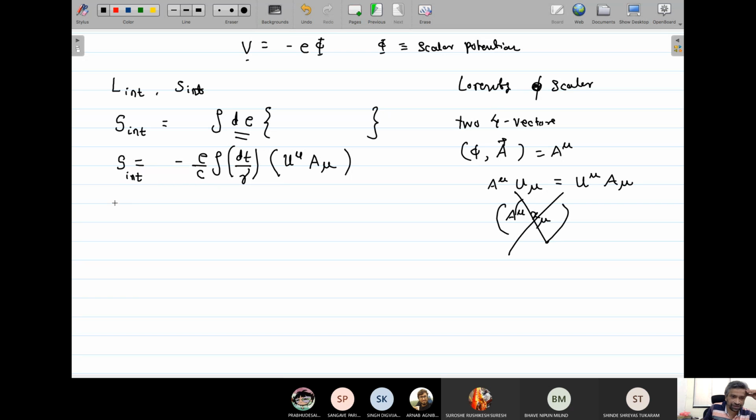So my Lagrangian L interaction will be, let me write L interaction in the next step, but first let me write this in a nice form. So S interaction is equal to minus, I can also write this as minus e by c.